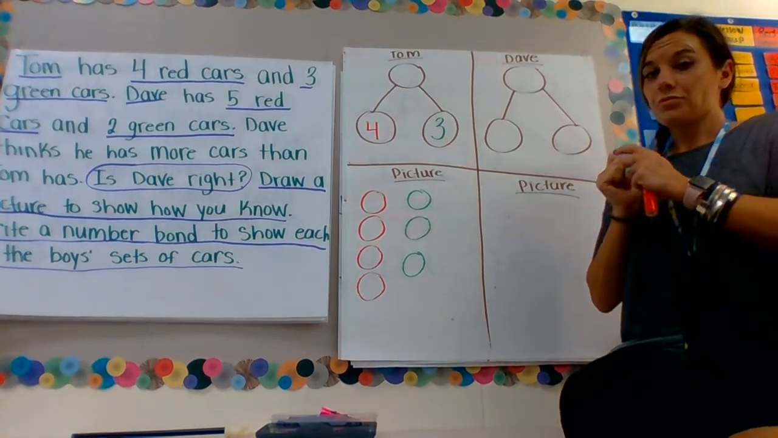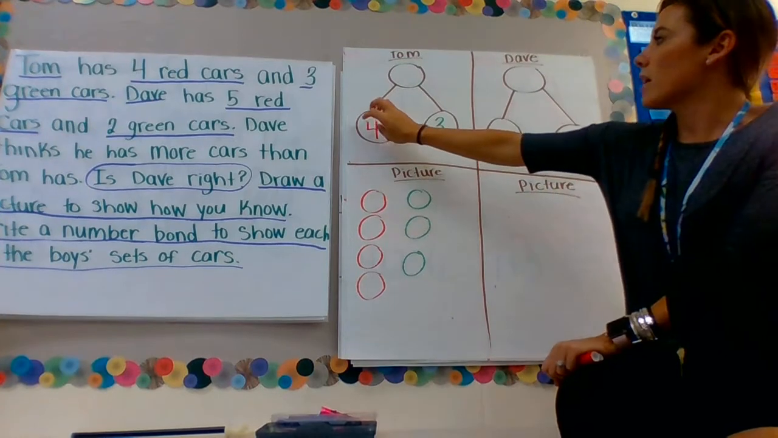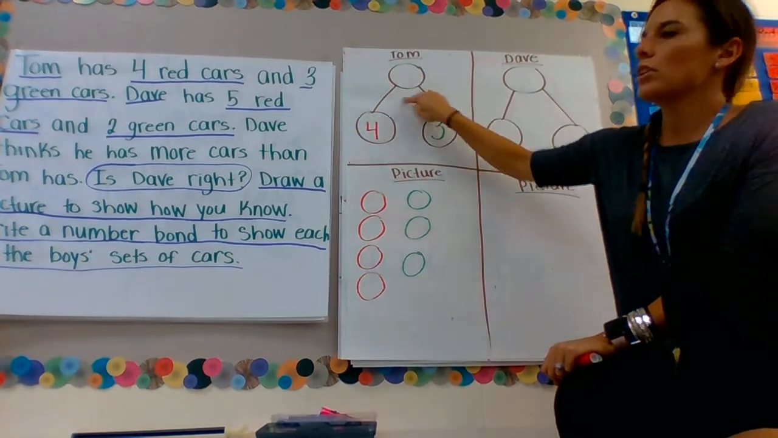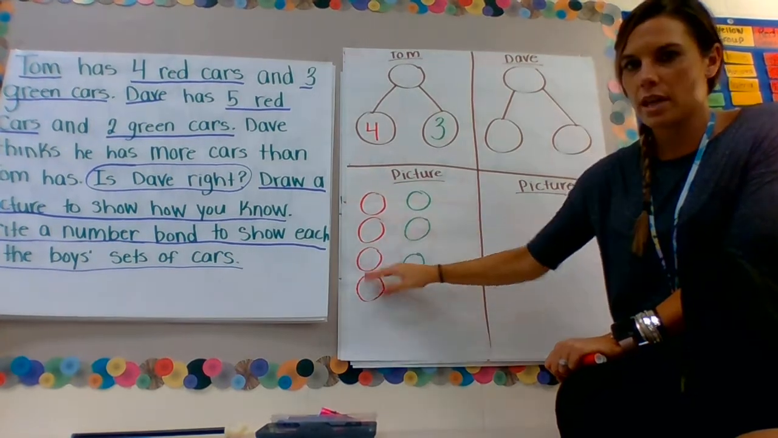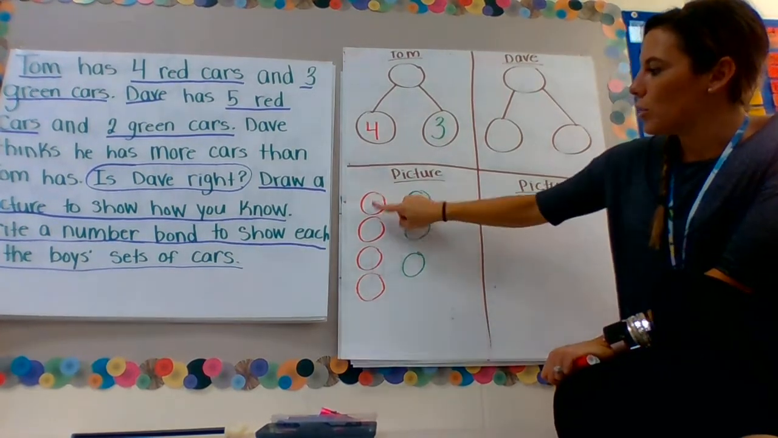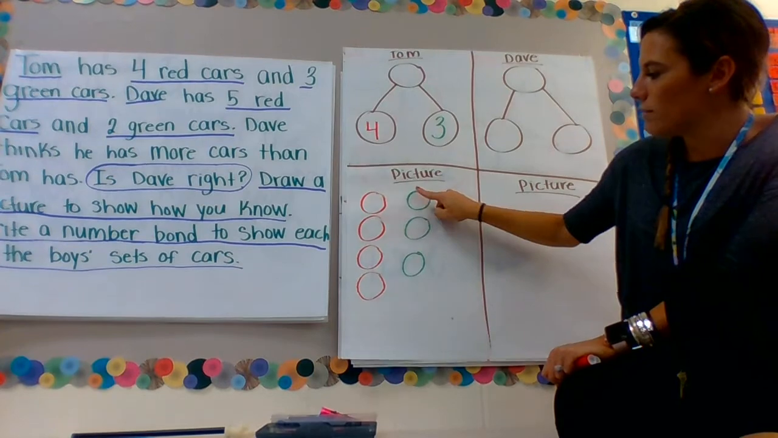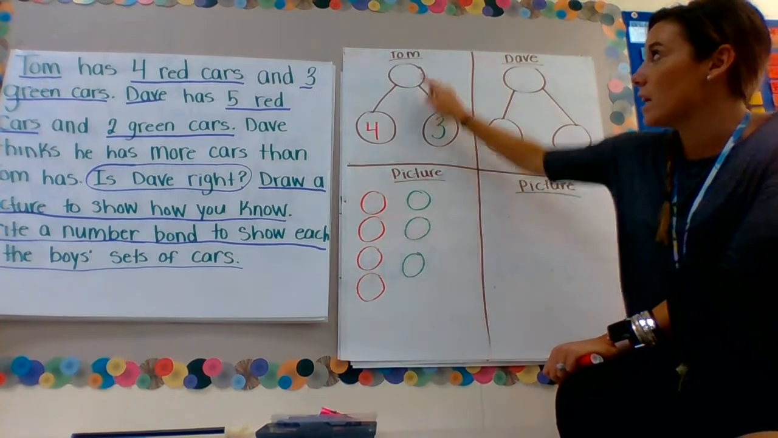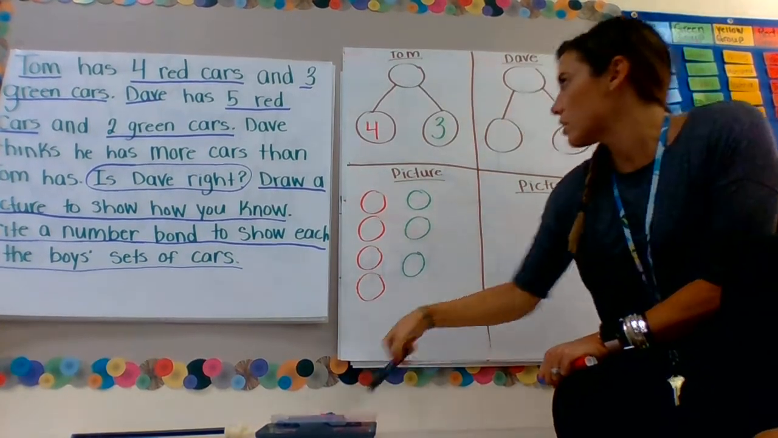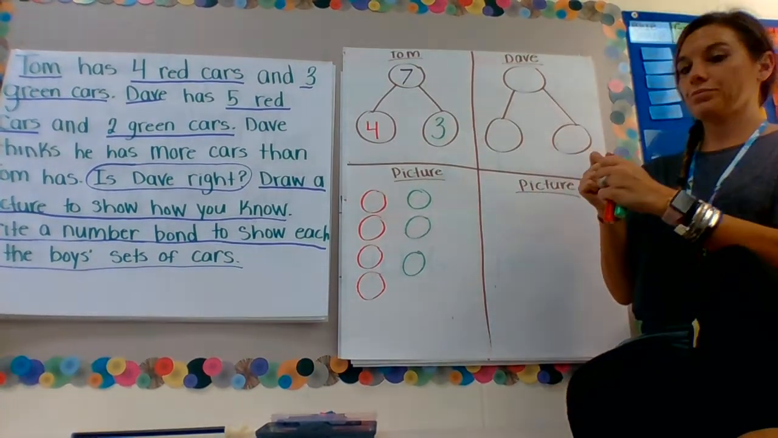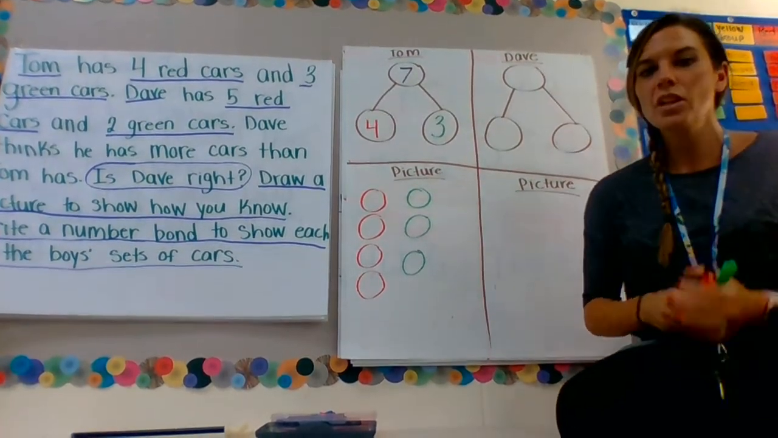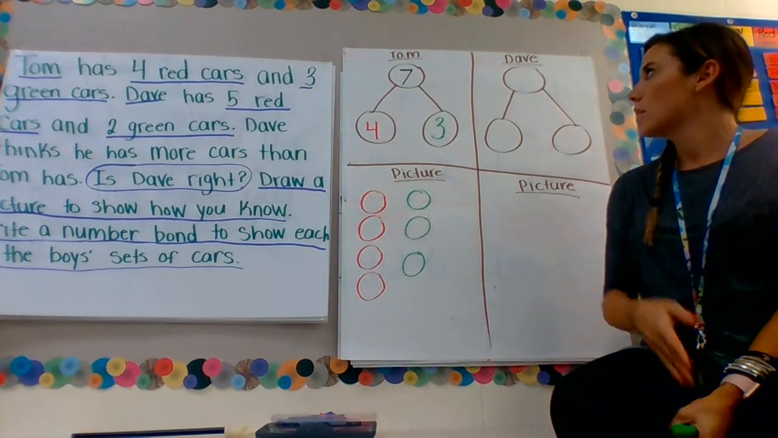Okay, so remember, I have part of a number, part of a number. I need to figure out the whole number, which means I need to figure out how many cars does he have altogether. So let's count. 1, 2, 3, 4, 5, 6, 7. Tom has 7 cars altogether. Okay, do you see how I did that? Hopefully you're with me so far.